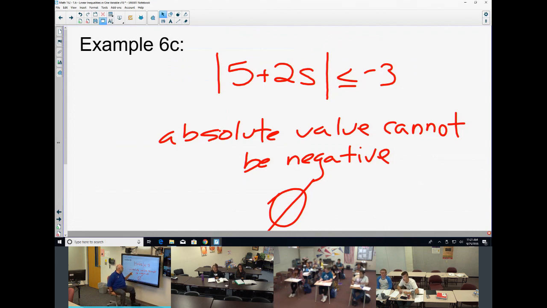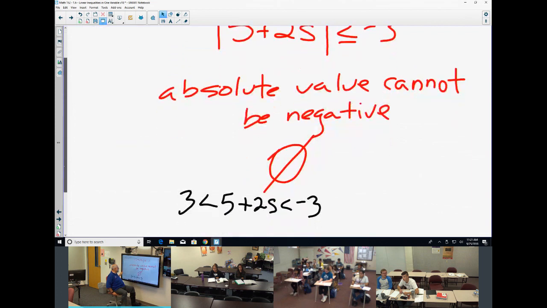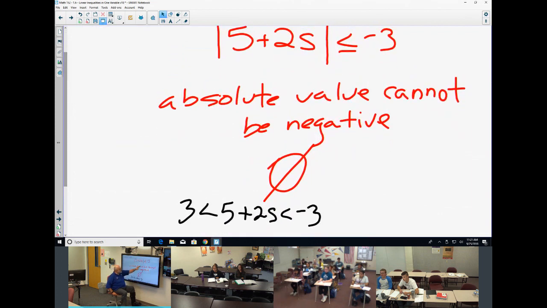And see, if you try to break it down and say, okay, the opposite of this, 3, is less than this, is less than -3. See, this makes no sense, because 3 can never be less than -3. And so when you write an inequality that can never be true, that should also tip you off that the answer is going to be no solution. Okay?